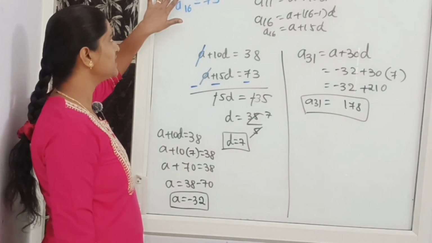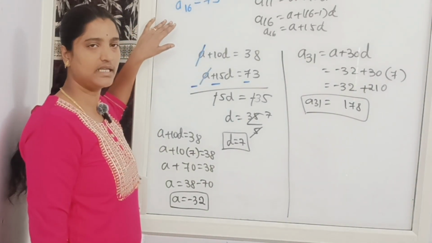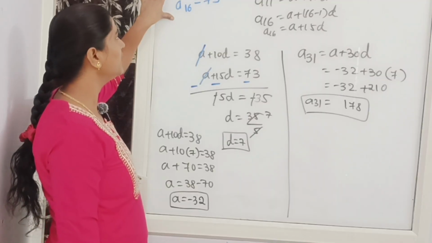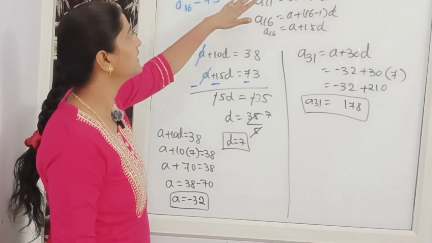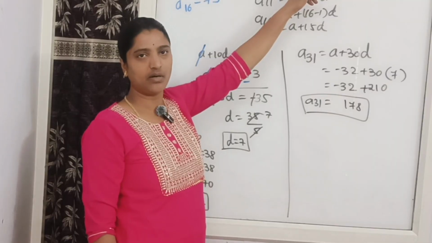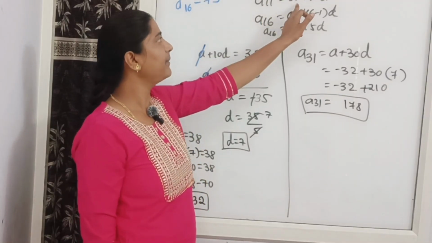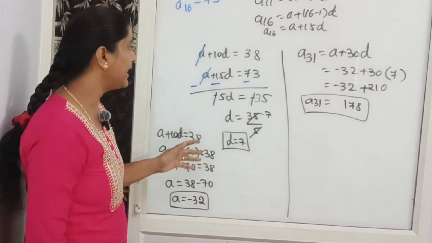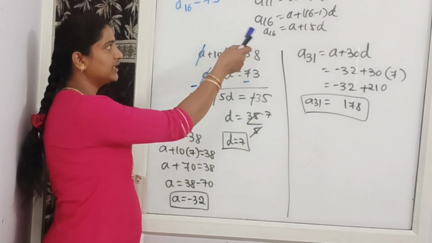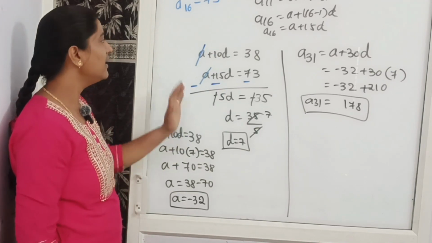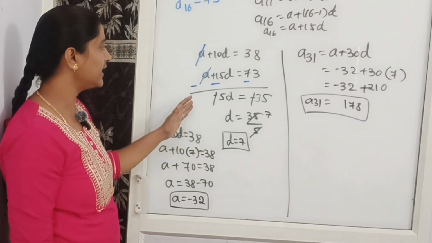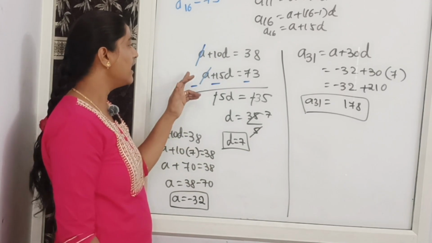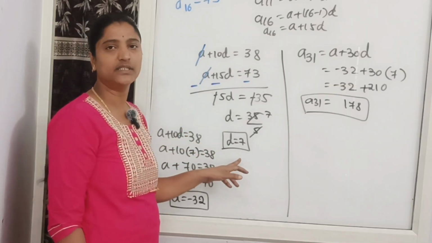So this is what we need to calculate. The A11 term is given, the A16 term is given, okay? With this clue, we need to generate the equations by applying the nth term formula. A11 is nothing but A plus 10D, A16 is nothing but A plus 15D. Write them one by one, that is statement 1 and statement 2. Change the sign and cancel the opposite signs, and from the remaining, you will find D.